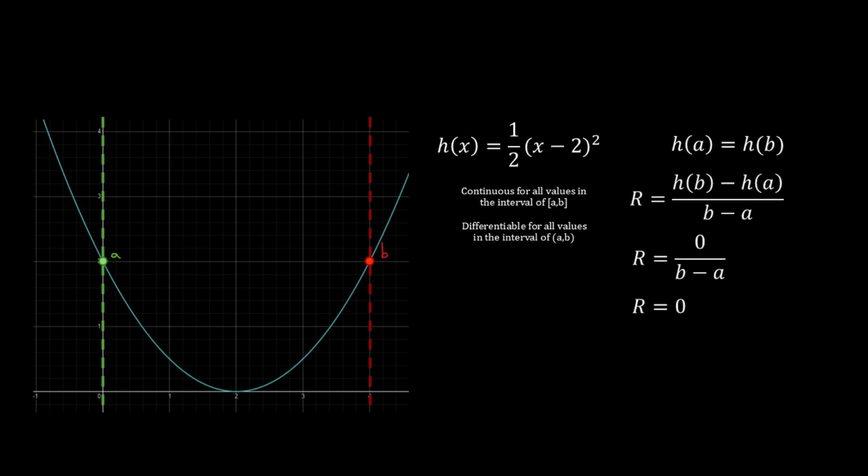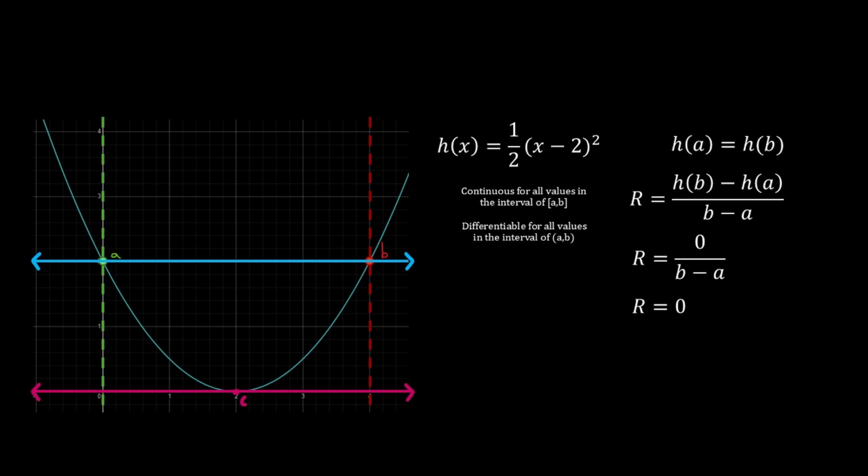Well, h's rate of change between a and b would be 0 as there is no rise, only run, meaning that the slope of the secant line connecting them is equal to 0. This means that there must be a point in the function between a and b with a flat tangent line, or a derivative of 0.